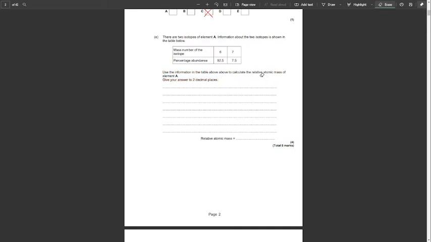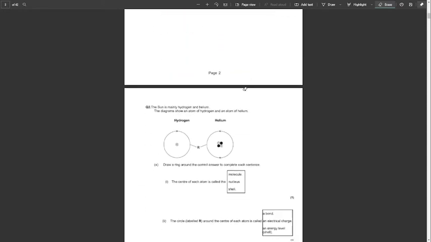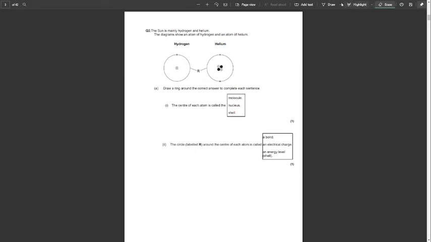This whole video is to explain exam technique. I'm not going to give you the answers for any more questions, because that would really ruin it if you want to do this paper for yourself. The Sun is mainly made of hydrogen and helium. The diagram shows an atom of hydrogen and an atom of helium. Look at the diagram. If it's providing you with a diagram, then it's important. In this case, the diagram provides loads of information which you do need to answer the question.